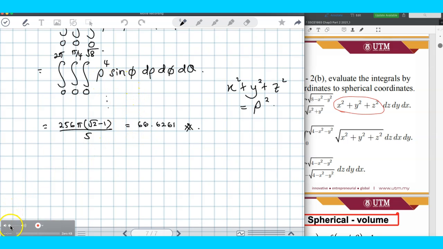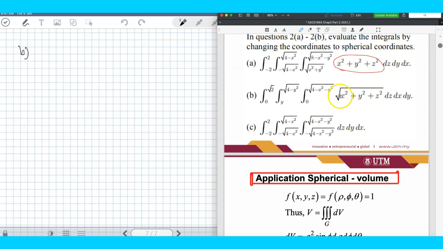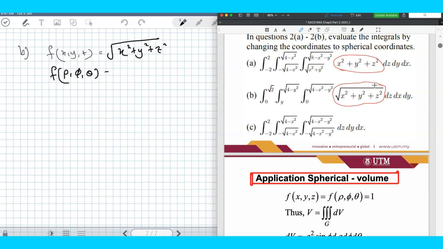Okay, look at the second one. First, I want to find out the integrand in spherical expression. The function in terms of x, y, z, which is the integrand, is given by the square root of x squared plus y squared plus z squared. In terms of rho, phi, and theta in spherical, this becomes rho. Okay, then we have to find the region.